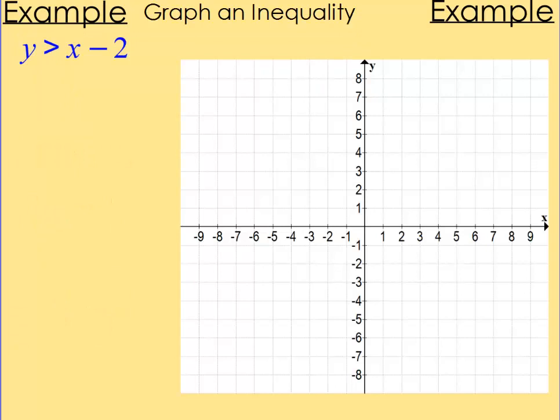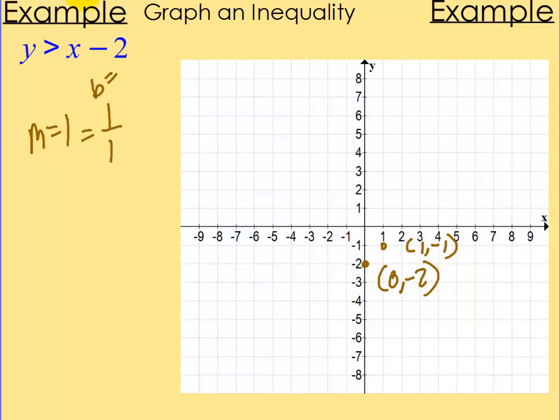Graph that. Alright, let's try this. My y-intercept is negative 2. Your b equals negative 2. So I'm going to put a dot at b. I'm going to label it 0, negative 2. My slope, m, is going to equal 1, which is 1 over 1. So I go up 1 over 1. And that's my next point. And I'm going to label that 1, negative 1.